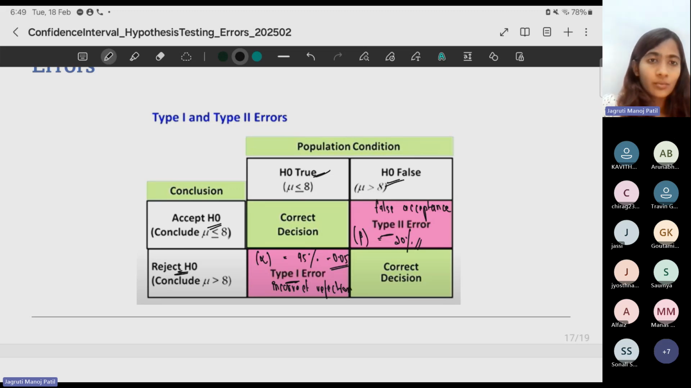And if it's a true value of the population parameter, then the power, which relates to beta, will increase, whereas your alpha will decrease. So how do you compute the power over here? The power is nothing but it is given by 1 minus beta.